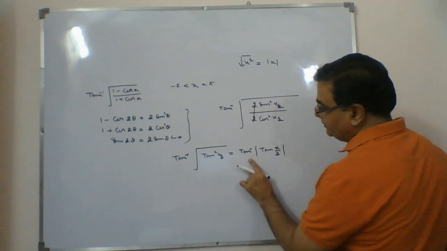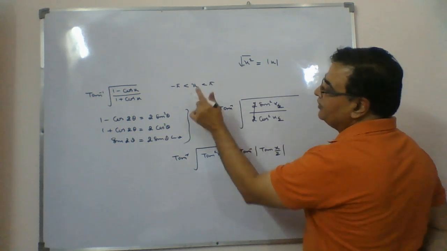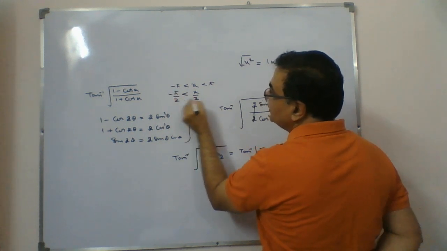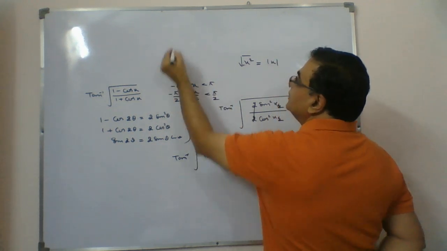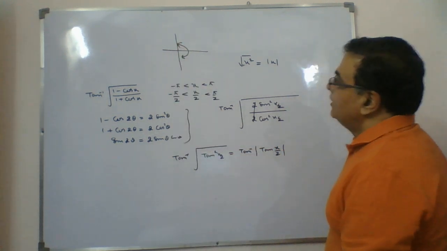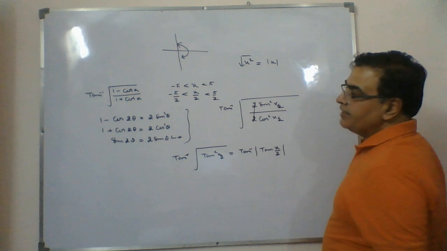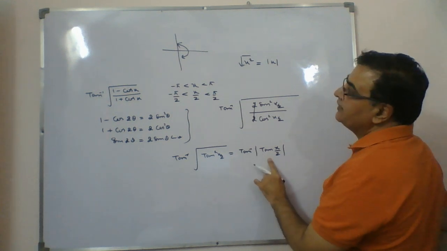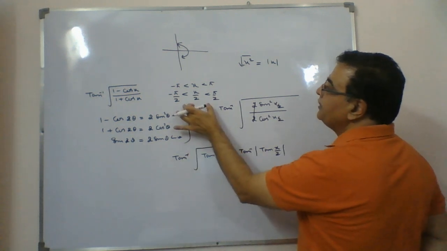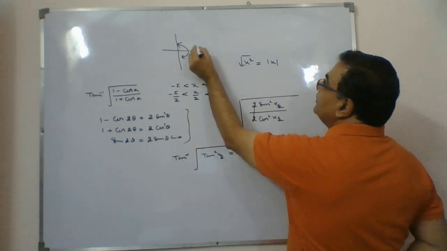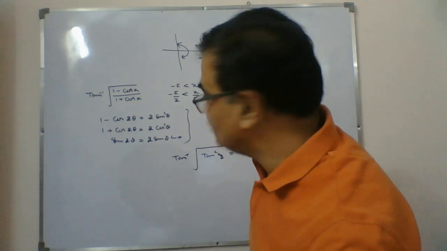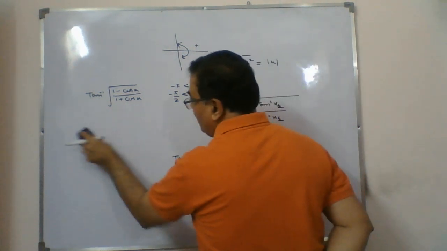Now x is given between minus pi and pi, so x by 2 will come between minus pi by 2 and pi by 2. That means these two quadrants. In these two quadrants, tan x by 2 will be plus in one and minus in the other. So this question should be split into two parts.